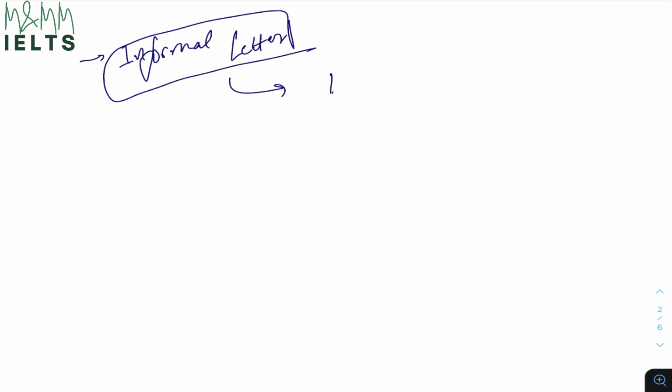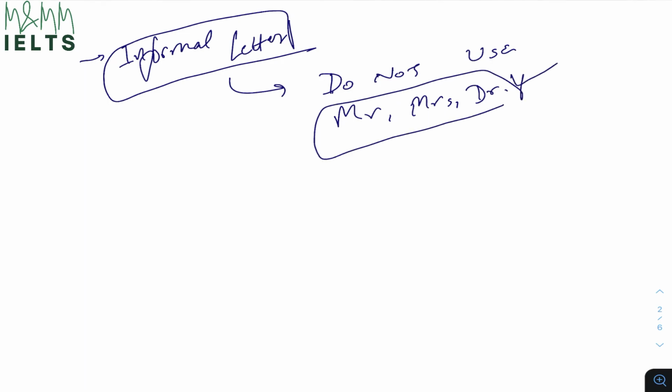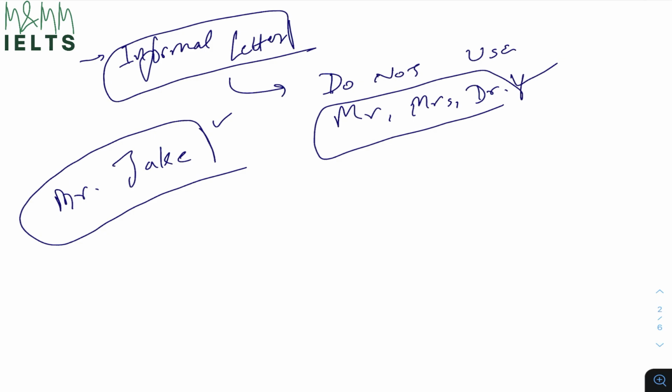But for now, a few tips. If it's an informal letter, do not use the salutations, Mr., Mrs., doctor, and all this stuff. Like if my friend's name is Jake, I will not say Mr. Jake. That's part of the formal letter. It's not wrong, I'm not saying it's wrong, but it's part of the formal letter, not the informal one. So prefer not using these things.